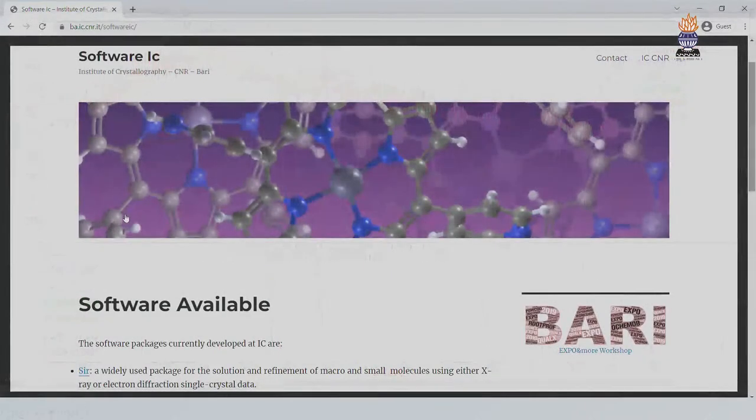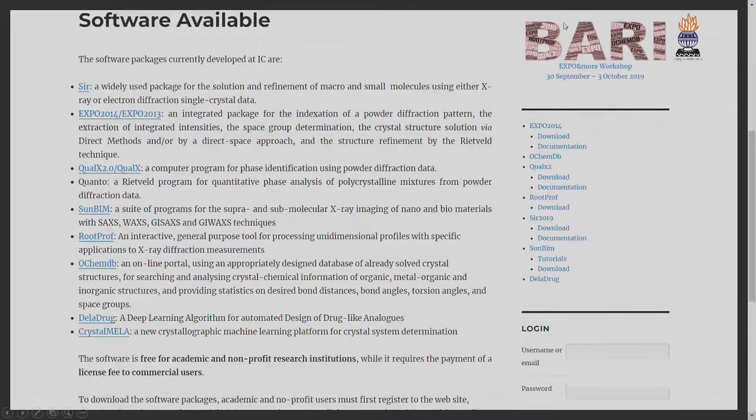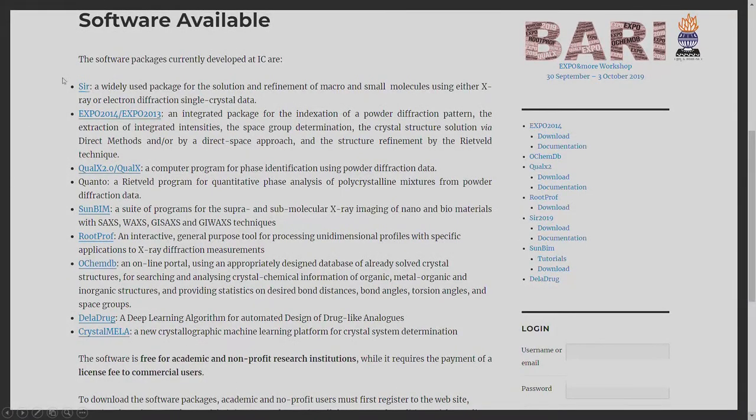For that, institutes like BARI have built software available for refinement and other things, like SIR, Expo 2014, Qualex, Sunbeam, Rootproof, COD, Delta, and Crystal Maker. These are freely available software you can use to analyze XRDs and find the crystalline structure of the samples. Next is how you do all these things. But the main important one is Qualex.